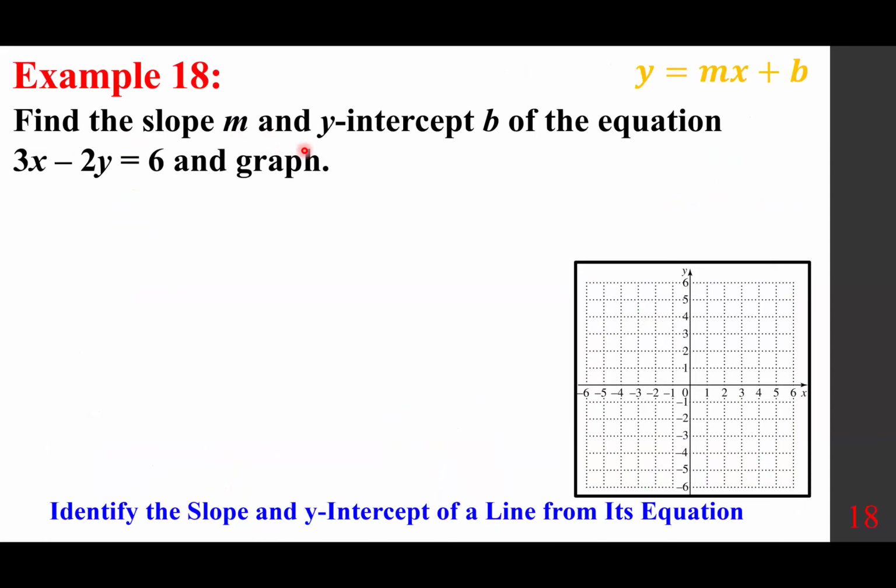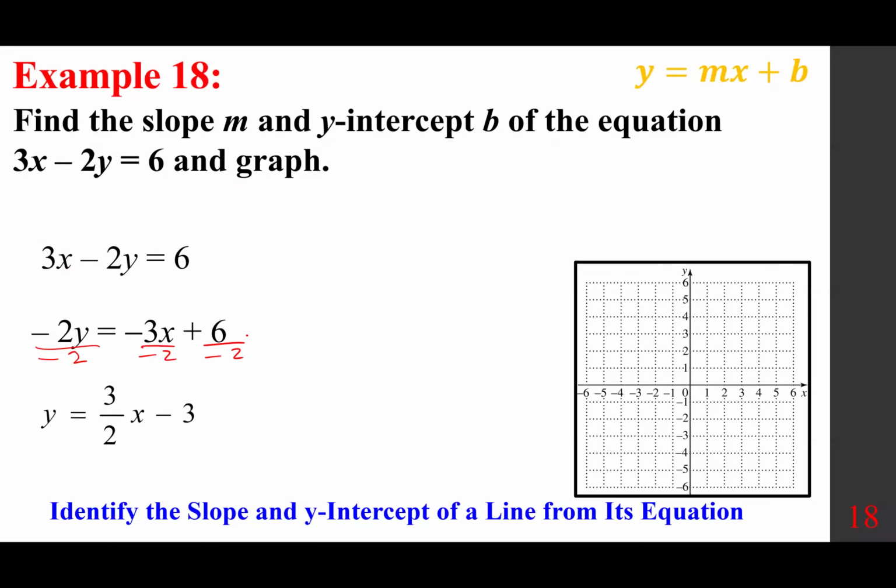Find the slope m and y-intercept b of this equation, and graph it. Well, that means put it into the form of y equals mx plus b. That means solve for y. We are going to move the 3x. And we're going to divide everything by negative 2, and we get y equals 3 halves x minus 3.